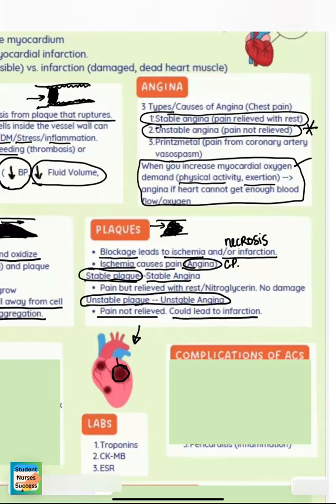The last type of angina is something called Prinzmetal angina. This is angina from the coronary artery spasm that we talked about. When the artery spasms and constricts, it's going to decrease blood flow and it's going to cause ischemia and chest pain. Patients usually manage that by taking nitroglycerin or some type of vasodilator. It's not really related to plaques at all.